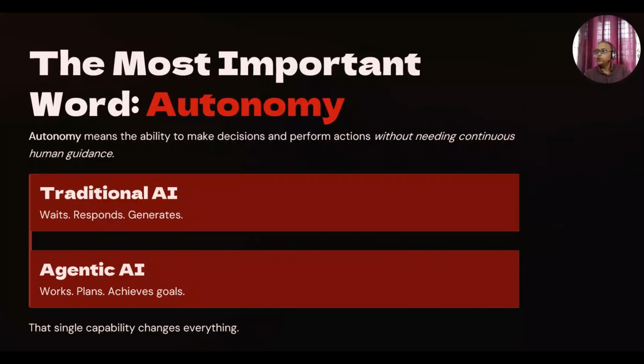If there's one word you should remember from today's video, it's this: autonomy. Autonomy simply means the ability to make decisions and perform actions without needing continuous human guidance. Traditional AI waits, agentic AI works. Traditional AI responds, agentic AI plans. Traditional AI generates, agentic AI achieves goals. That single capability changes everything.